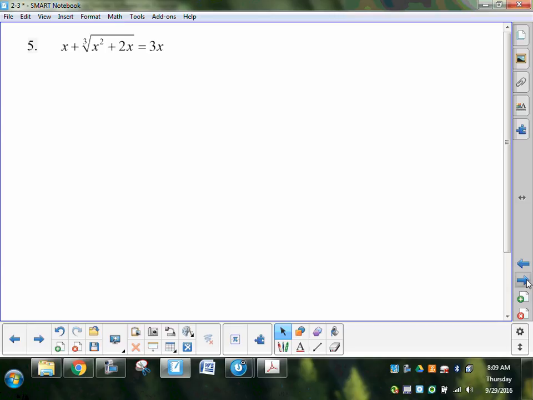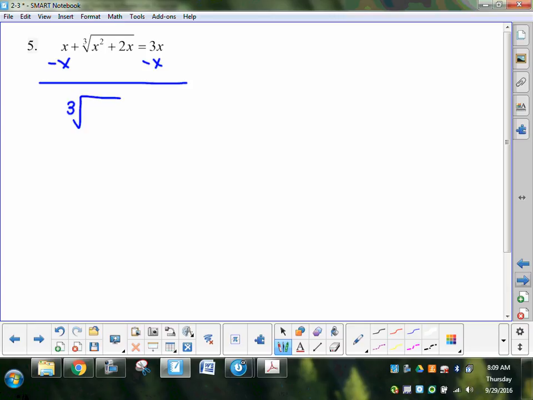Hands up, please, if you can tell me what you think your first step's going to be in number 5. You got 1, 2. Be a problem solver. What do you think that this is going to be? Eli, what do you say? Let's subtract an x from both sides. So now I have the cube root of x squared plus 2x is going to be equal to 2x.